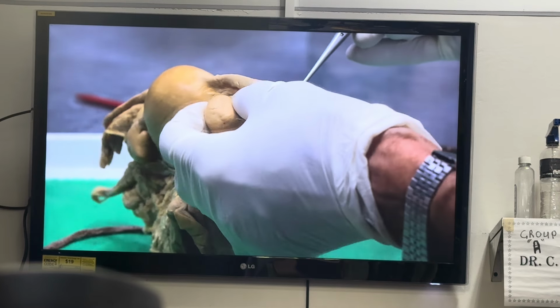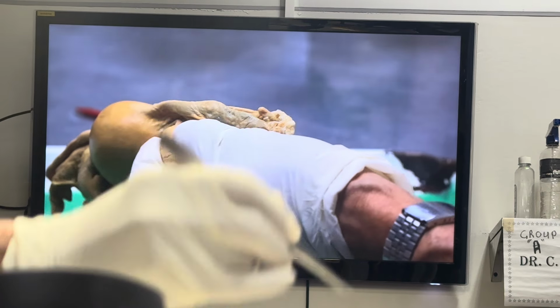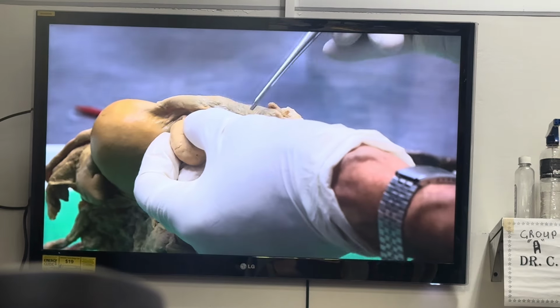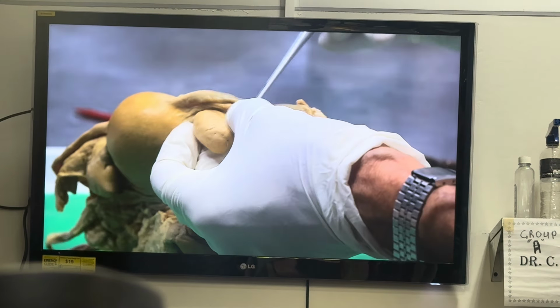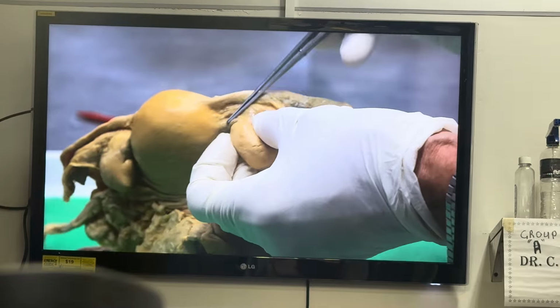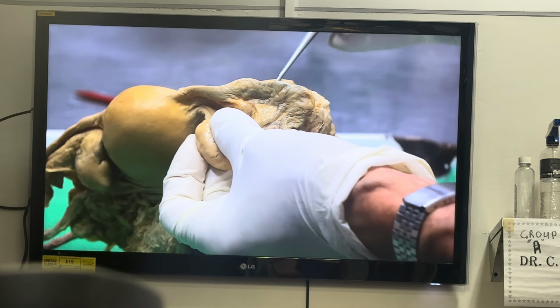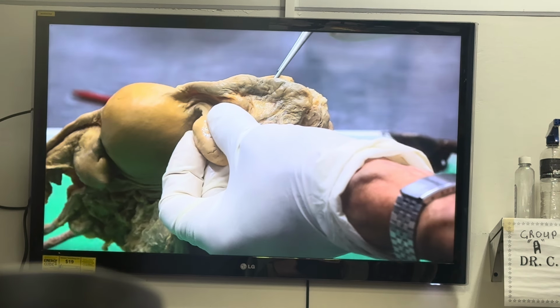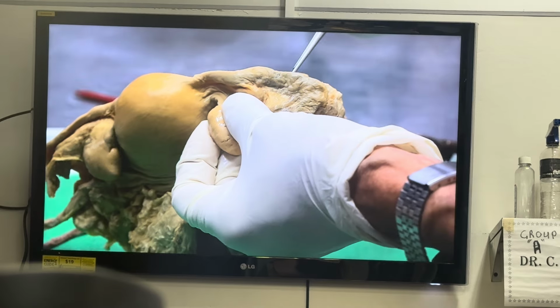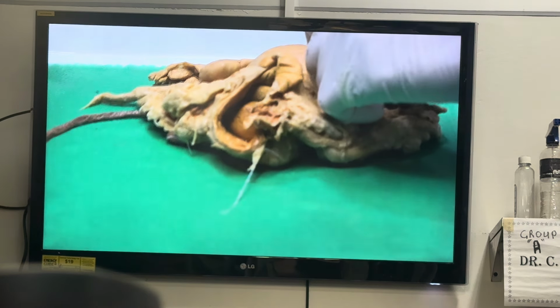Can you show us again? Okay. Remember the round ligament is going anteriorly, so it always is anterior in the broad ligament. So you all appreciate that? The ligament of the ovary is in continuity with this round ligament of the ovary. You understand that?